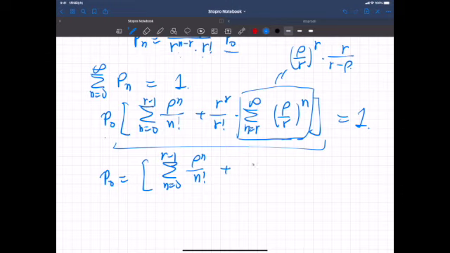And let's see, this r to the power of r is cancelled by this r to the power of r, and r minus 1 factorial, one of the r's in this factorial will be cancelled by this r, so r minus 1 factorial, and r minus rho, and its inverse. That should be p0.